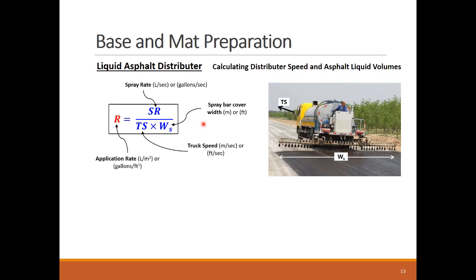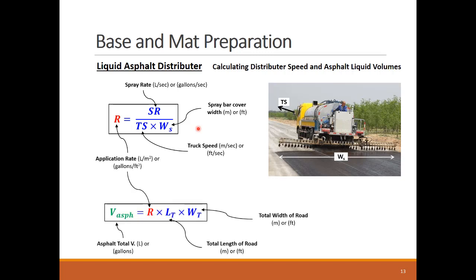We can also see higher application rates require faster spray rate and slower truck driving speed. For the same speed and spray rate, we need a smaller spray bar to have a greater application rate, to concentrate the sprayed liquid on a smaller segment of the road. The second formula here can be used to calculate the total volume of liquid asphalt that is needed for the required application rate on the whole road area of length LT and width WT.